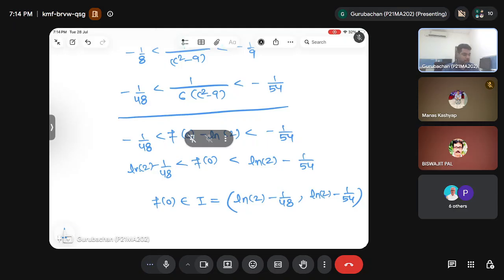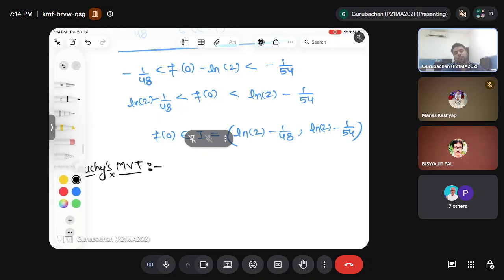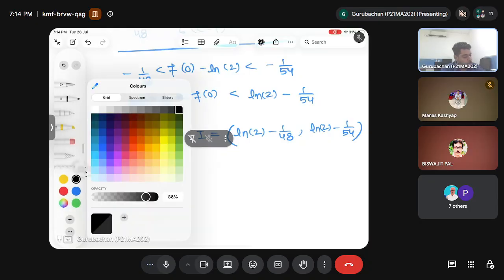Now, the next question is based on Lagrange mean value theorem and Cauchy mean value theorem. So let me recall the statement of the Cauchy mean value theorem. This Cauchy mean value theorem is also known as the generalized mean value theorem. This is a generalization of even Lagrange mean value theorem. You will get to know soon how. We will discuss that also.